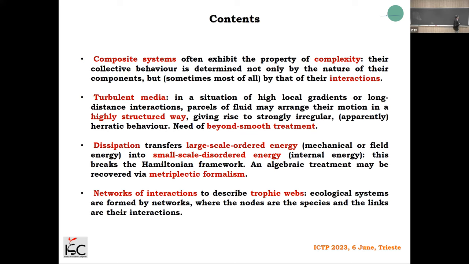I will speak about this metriplectic formalism, another subject, about dissipation. Dissipation, like mechanical friction, transfers the energy from macroscopic degrees of freedom to microscopic, very small scale degrees of freedom, while in the case of turbulence, the energy transfer takes place mainly between nearby scales. And last but not least, I will invite you to peep into the world of quantitative life science, speaking about networks of interactions that describe trophic webs, that is, network-like schemes describing ecosystems conceived as unique wholes, described by the very many variables necessary for them to be described.